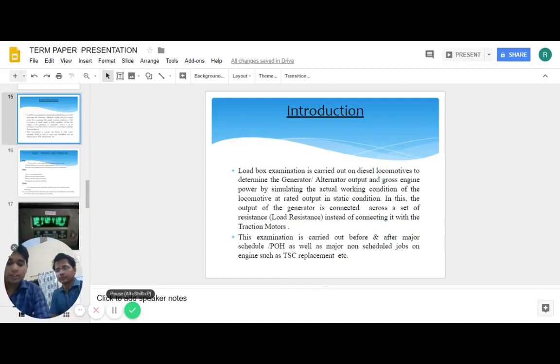During load box test, the output of the engine is measured in terms of electrical parameters, which are volt and ampere. In this, the output of the generator is connected across a set of resistance. Instead of connecting it to the traction motor, the output of the engine is dissipated in terms of heat across the resistance during load box test.